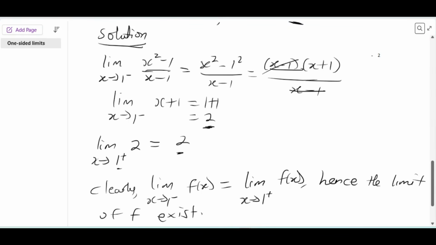Right. What is the takeaway here? The takeaway here is that we use the one-sided limits to determine the existence of a limit. That is, if you are able to show that the left-hand side limit is equal to the right-hand side limit, then we can confidently conclude that the limit of the function exists. If they are not the same, then the limit does not exist.